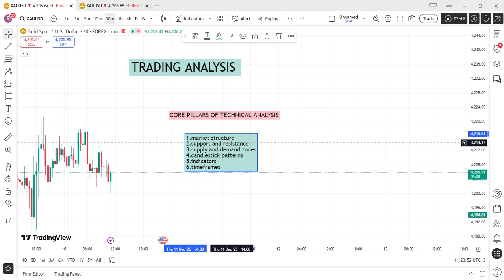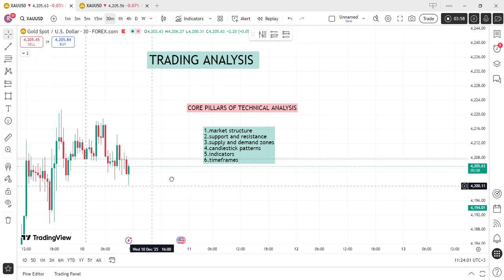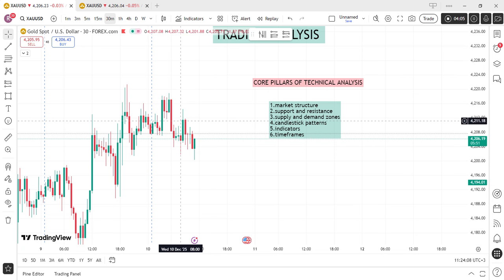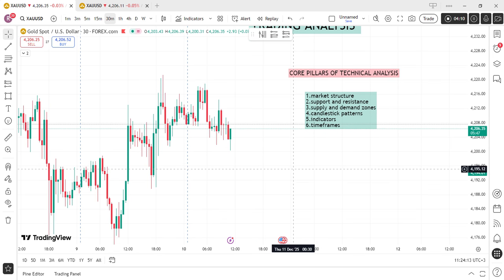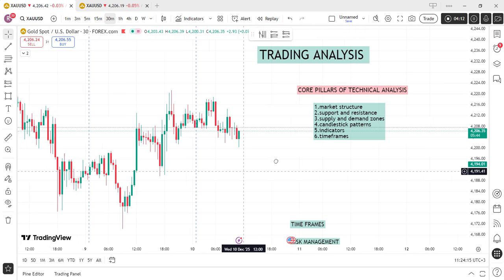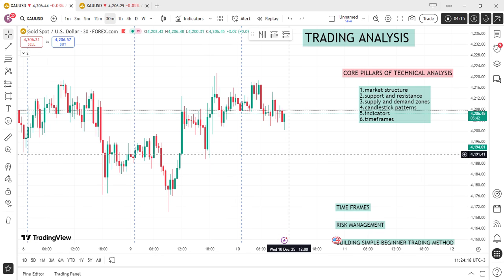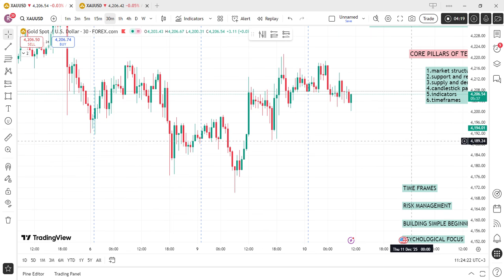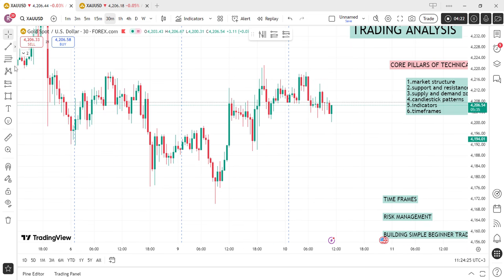So, in market structure, this is how price moves. Price moves in waves of highs and lows. In that video, I talked about candlesticks, how we create the highs, lows, open, close, and so on. In market structure, the most important thing you need to learn is how to identify higher highs and higher lows. Higher highs and higher lows simply mean an uptrend. So let me give you guys a good example here.